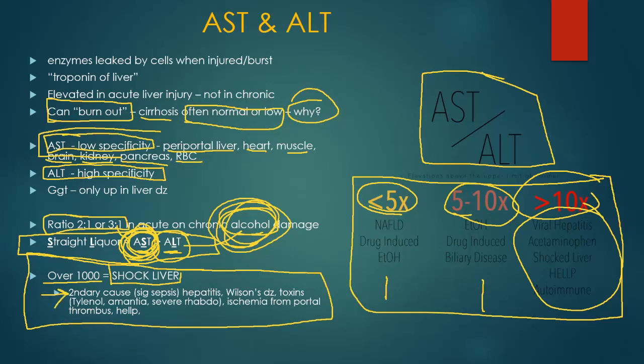So there's a lot of things that we could do. One of them is HELLP syndrome, if the patient is pregnant. They could have a Tylenol or a mushroom overdose. They could have severe rhabdomyolysis, which is another thing that can cause shock liver. But many, many other things can cause shock liver, including heart failure or hepatitis or Wilson's disease. There's many. But important for you to know that if your liver enzymes are over 1,000, this is a scary situation. Okay.